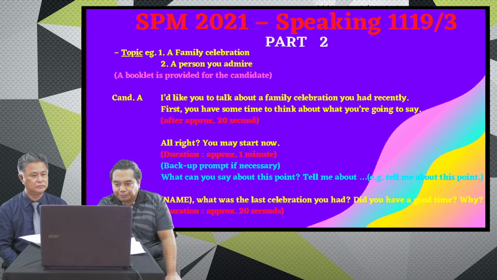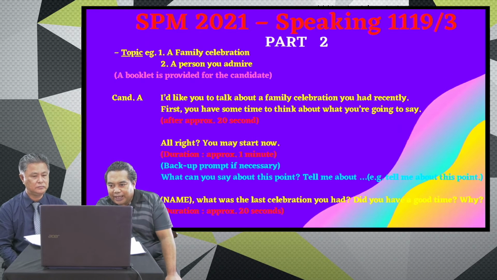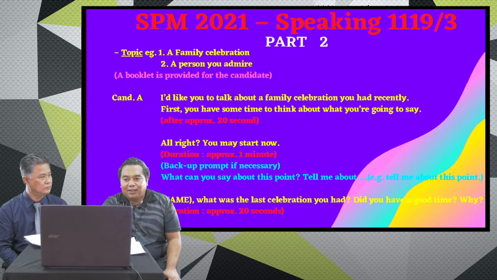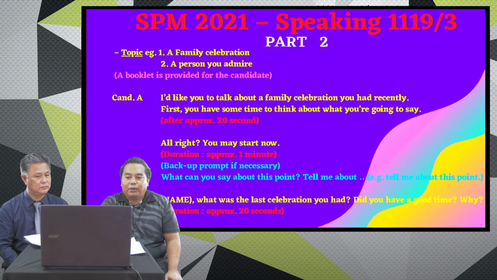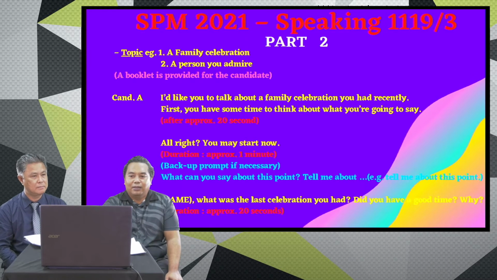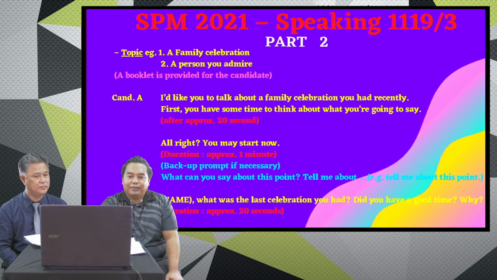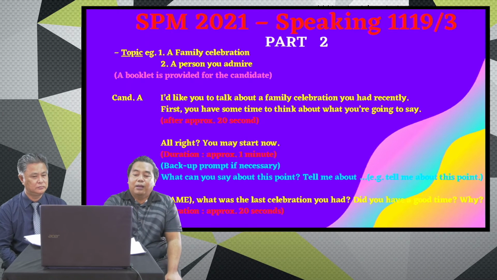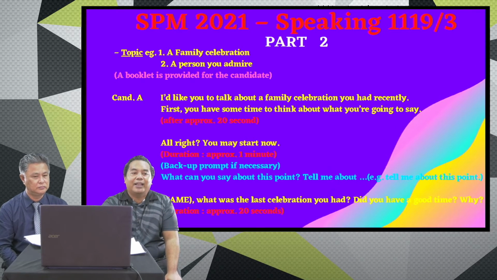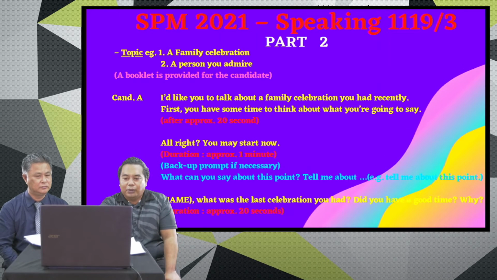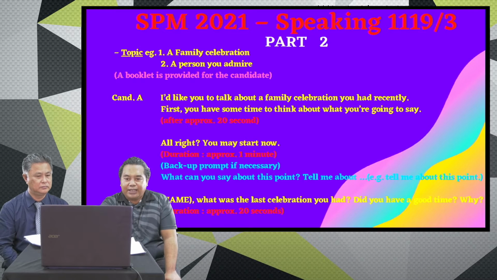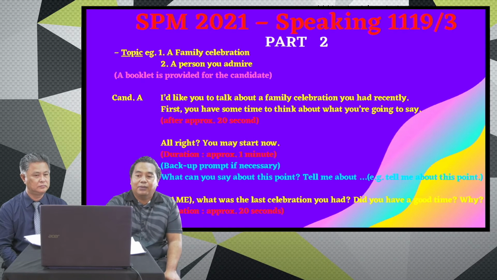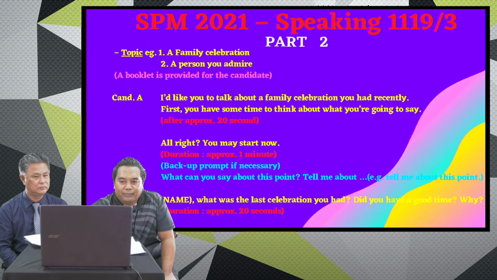Okay, candidate B, what's the last celebration you had? Did you have a good time? Why? So candidate B will have to answer the task from candidate A also, because he was listening to candidate A, and then the interlocutor will ask the question to candidate B using the candidate A topic. So after candidate A finishes, candidate B will be asked a question about the topic that is given to candidate A, which is family celebration.